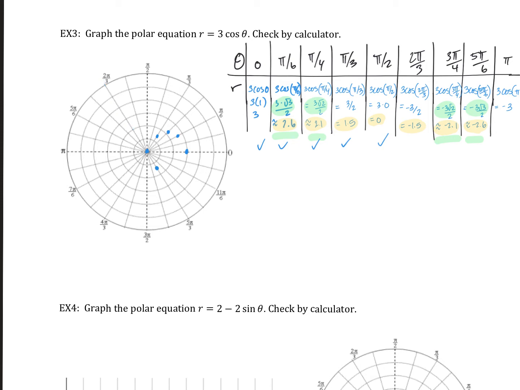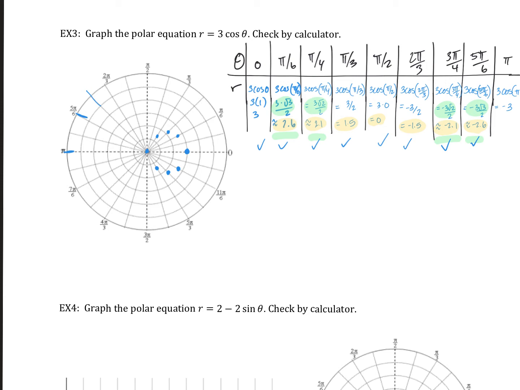And then we have 3 pi over 4. Okay, so 3 pi over 4 is right here. And then we're going to go back negative 2.1. So negative 2.1, about there. And then we have 5 pi over 6, which is going to be right here. But we're going to go back negative 2.6. So almost at 3. And then lastly, for pi, and we could continue doing this, but for pi, we're going to end up at negative 3. So pi, but we'll go straight back to negative 3, which will end up right here.